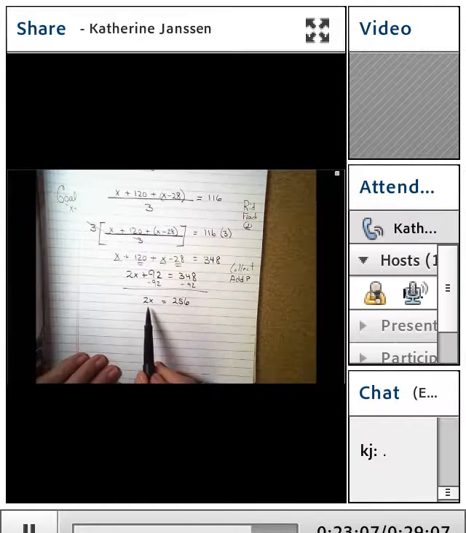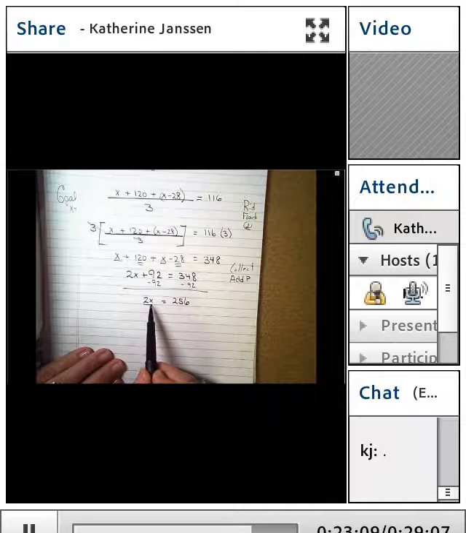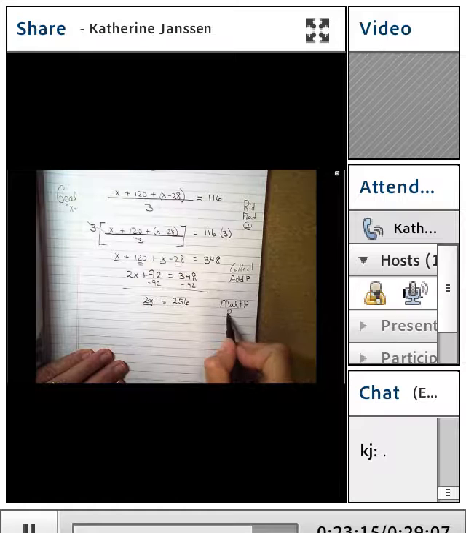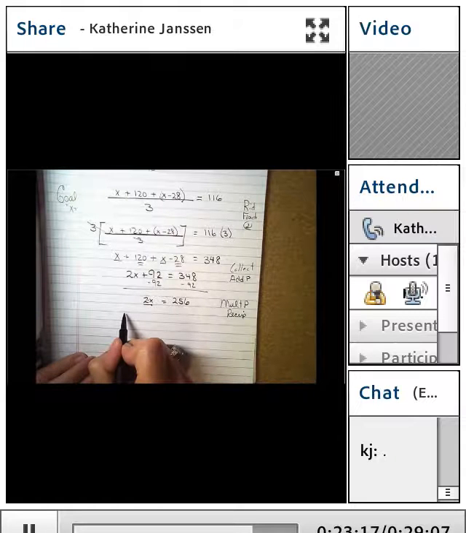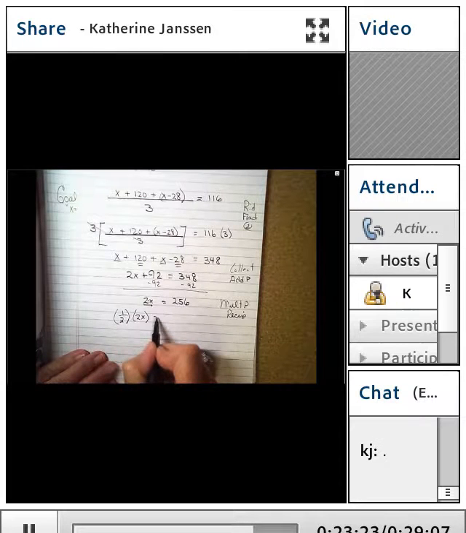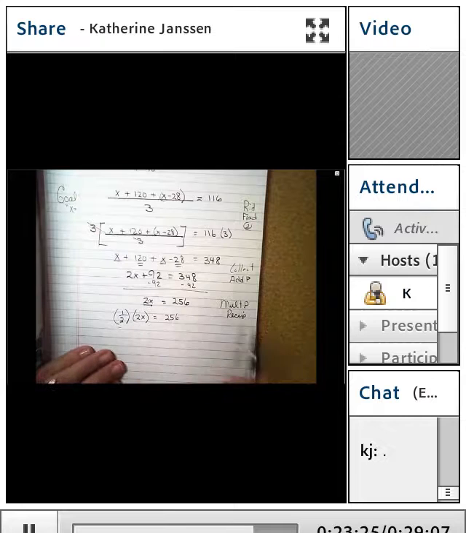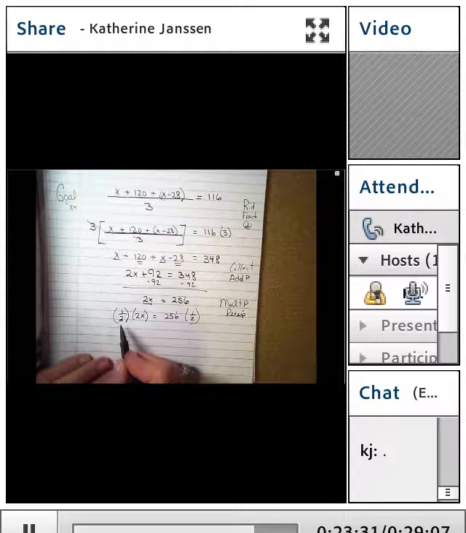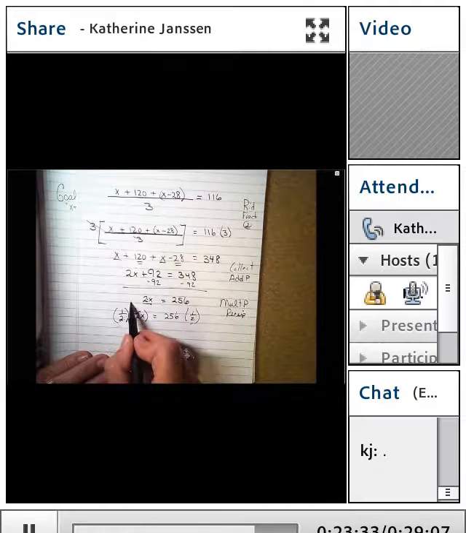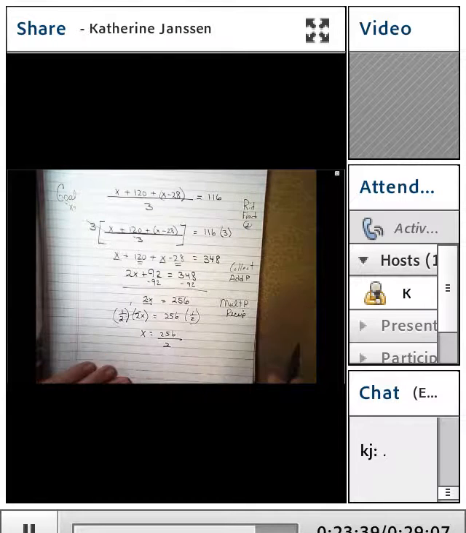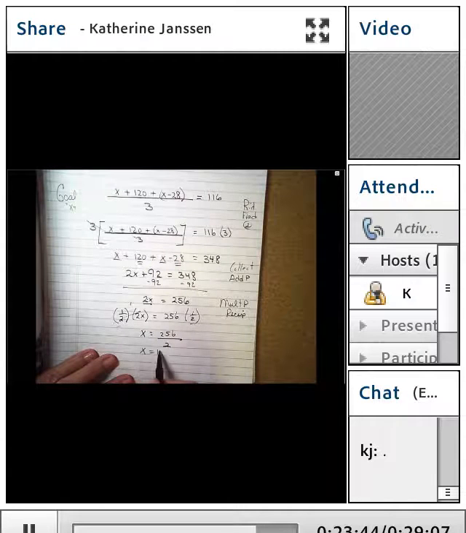Now I'm getting close. I have my x term isolated. It's 2 times x, so that's your hint. Use the multiplication principle to multiply by the reciprocal. The reciprocal of 2 is 1/2. Flip it and keep the sign. But if I multiply this side by 1/2, I'll have to multiply the other side by 1/2. A number times its reciprocal goes to 1, leaving x, and I have 256 divided by 2. And 256 divided by 2 is 128.